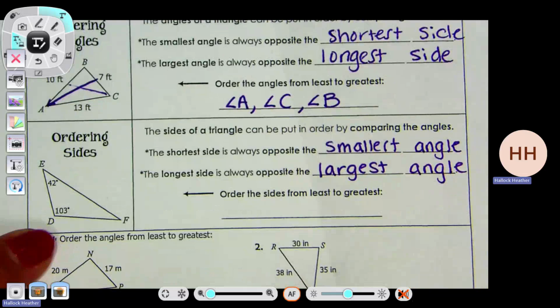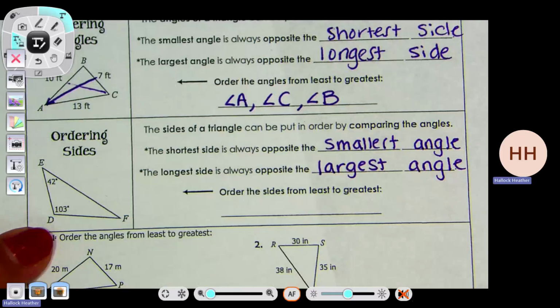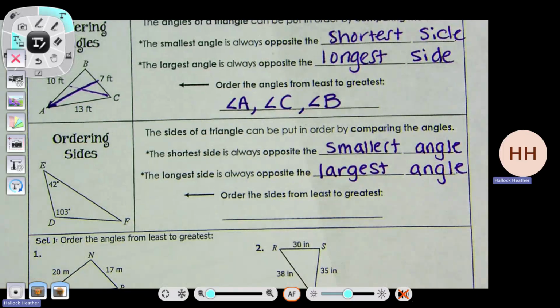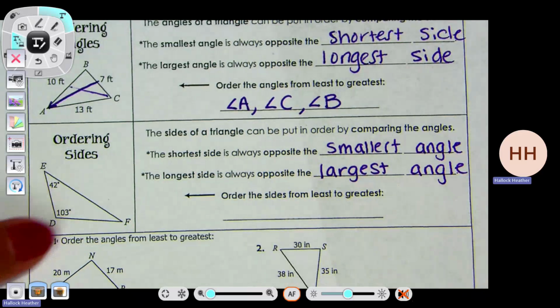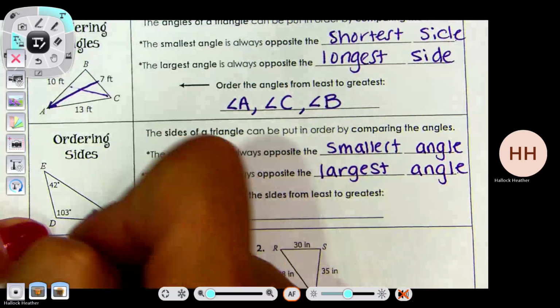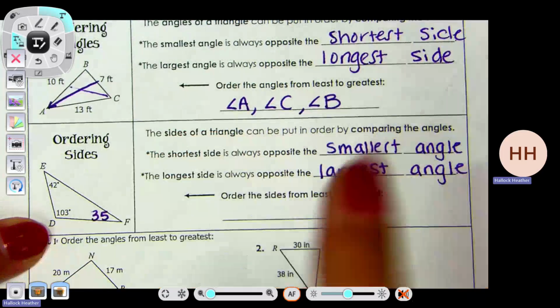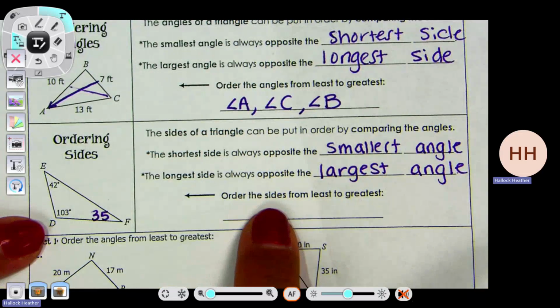The only thing is, in this picture, we're missing an angle. Does anybody remember how much a triangle adds to make? 180. So we don't have to write this in a calculator. If I subtract these 2 angles from 180, how much is my missing angle? What is it? 35. So we're going to write the shortest, least to greatest.